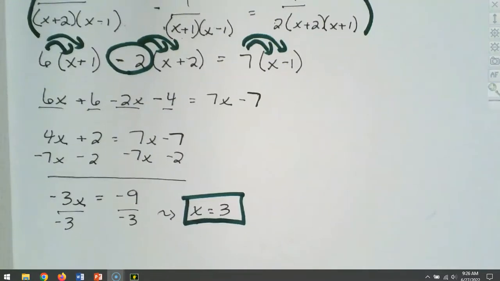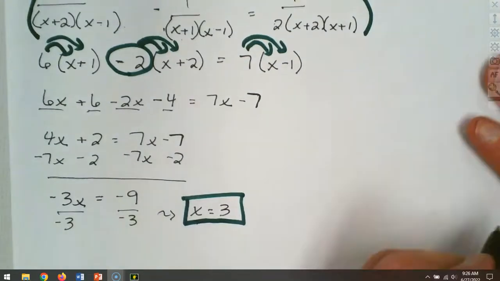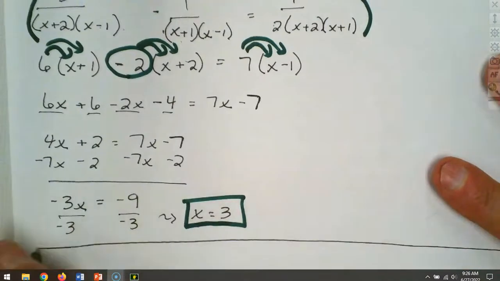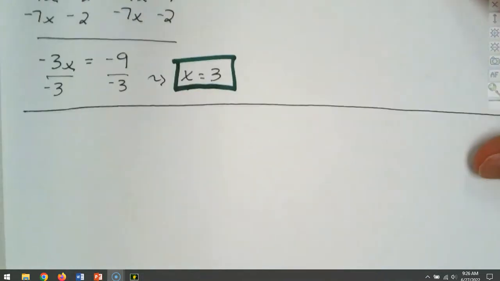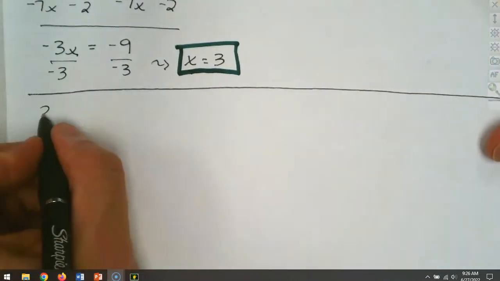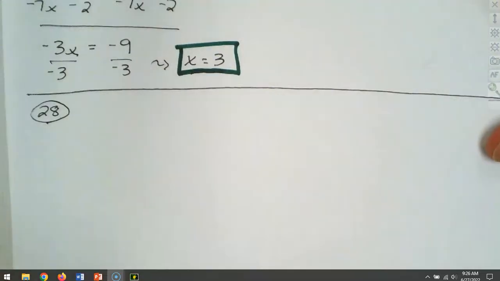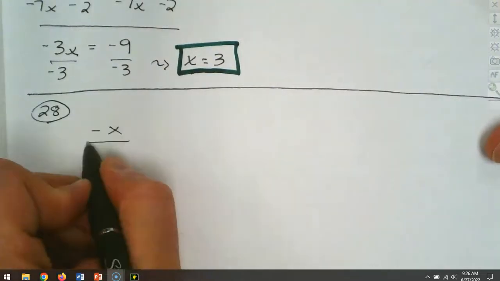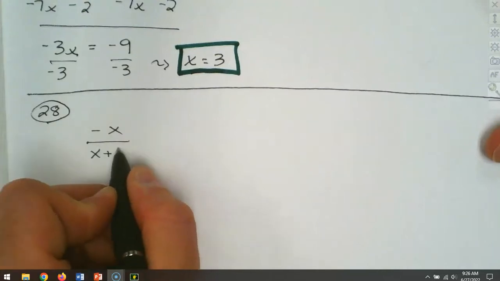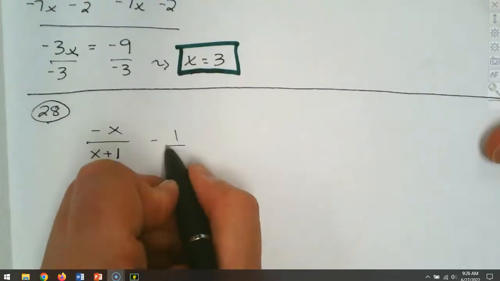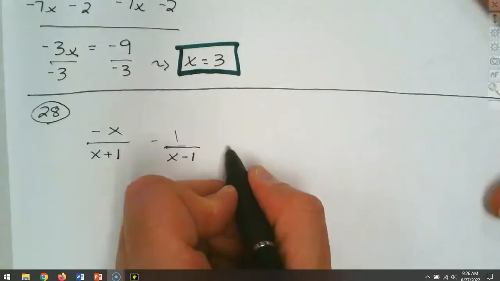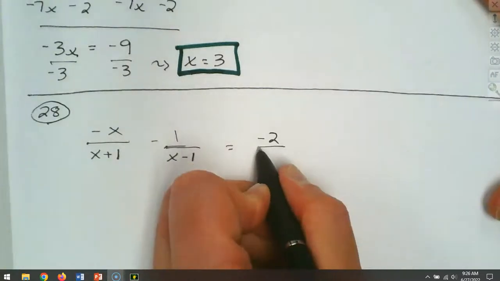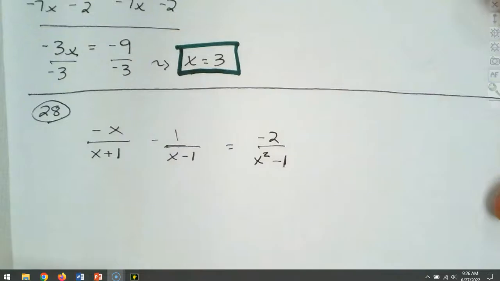Okay, we'll do one more, and then we'll take a short break. And this one will have some solutions, but this one, we're not really going to have any solution that works. And that can happen. And this one's actually easier to factor, I think.